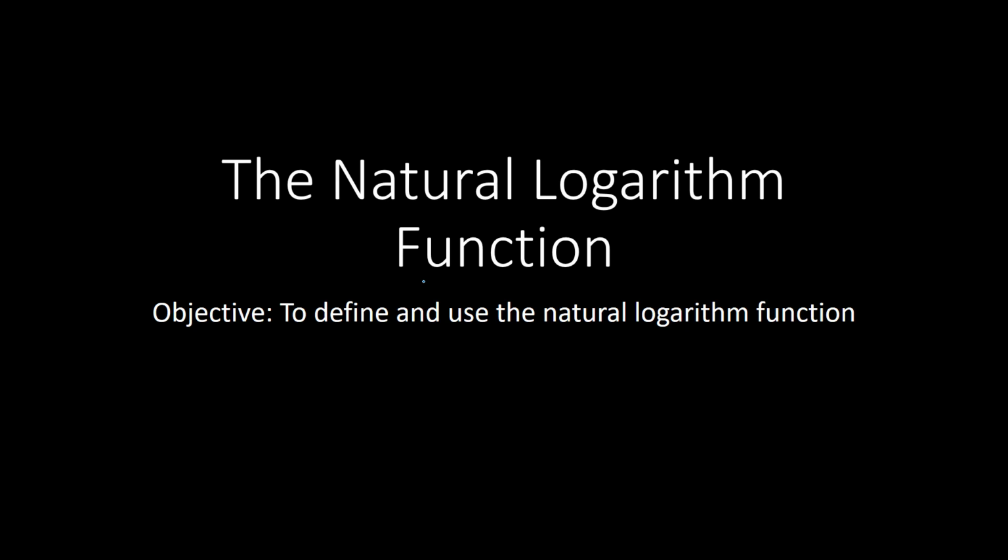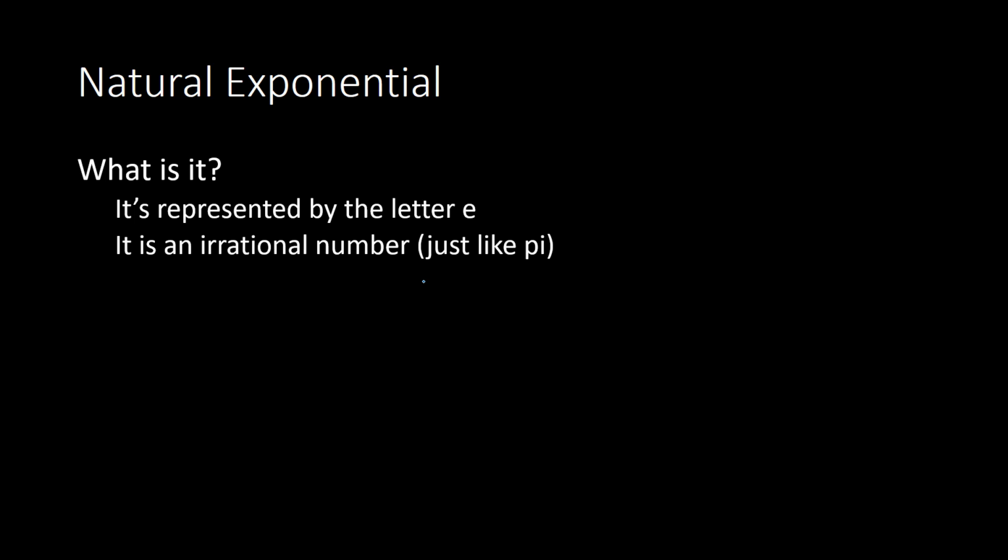In this lesson, you will learn to define and use the natural logarithm function. Now, when we talk about a natural logarithm, we first need to define what a natural exponential is. A natural exponential is simply a number, and it's represented by the letter e. It's a number just like pi, where it's irrational and keeps going forever and ever. And the number is approximately 2.71828.